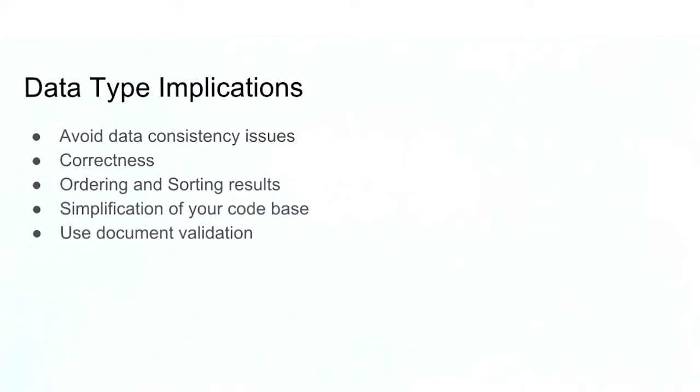There are implications for your code base. The more streamlined your fields are, in terms of more normalized, always using the same data type, the more simple the code base of your application will be. And you can enforce certain rules, like document validation, that can be defined at collection level to give you that extra control of which kind of documents are being inserted into your collection. And these are the different data type implications that we needed to cover.